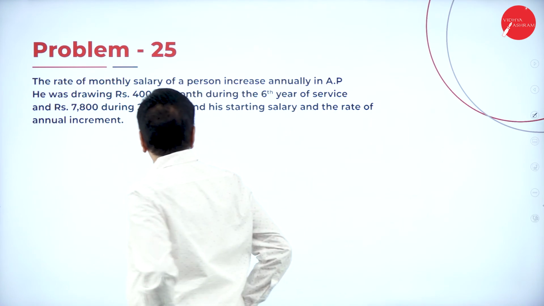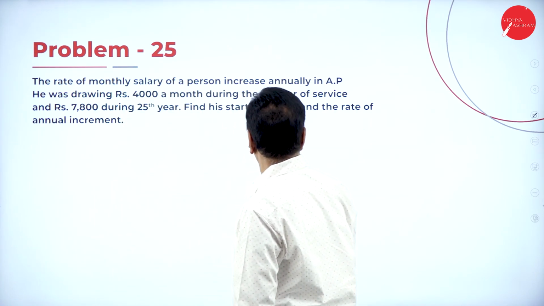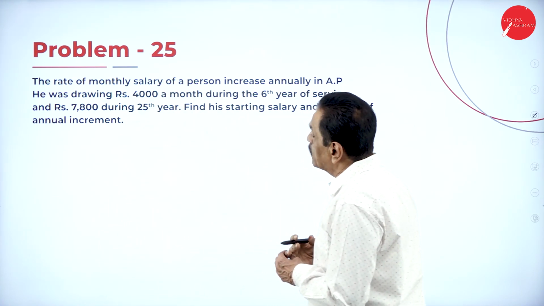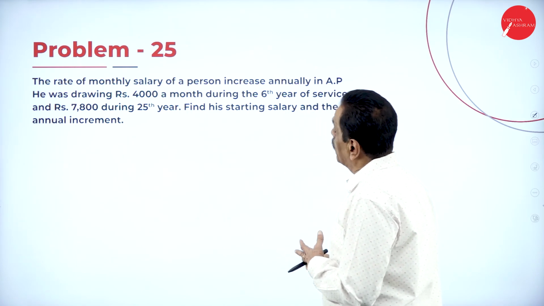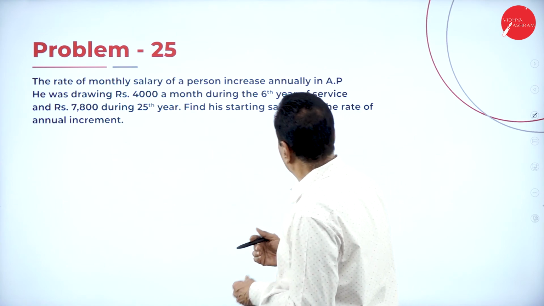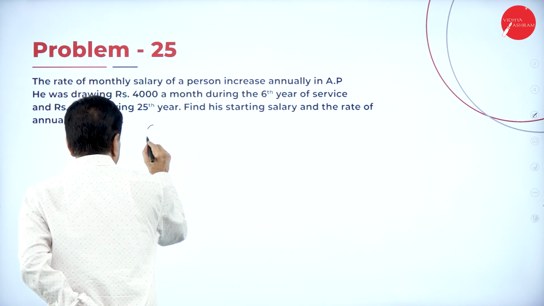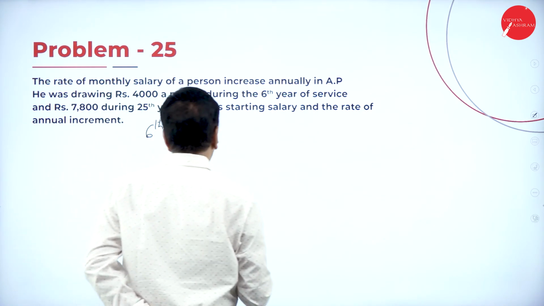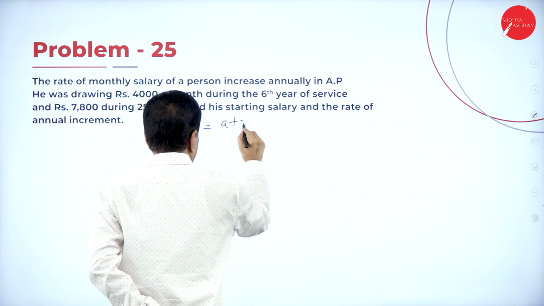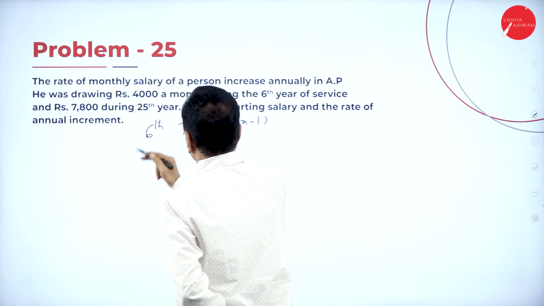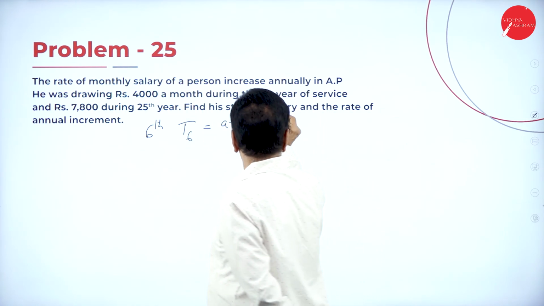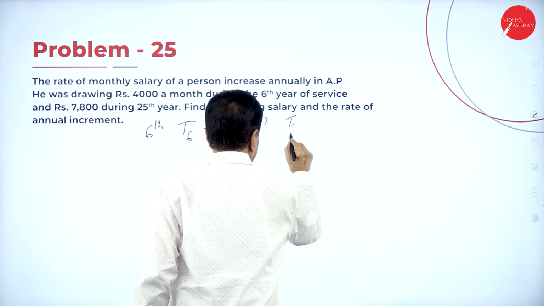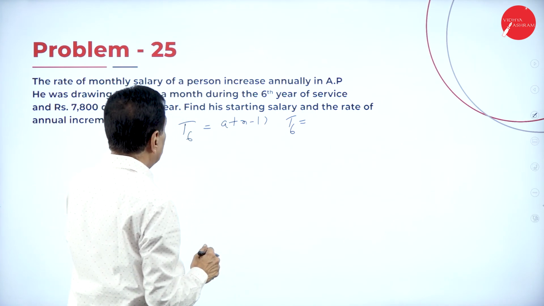The monthly salary of a person increases annually in AP. He was drawing 4,000 a month during the 6th year of service and 7,800 in the 25th year. Find his starting salary and the rate of annual increment. So the 6th year means T6. What is your formula? a plus n minus 1 into d. He was drawing 4,000 a month during the 6th year of service.